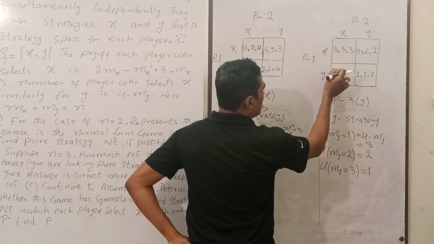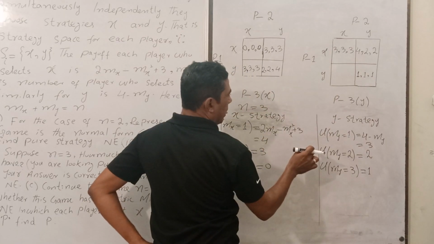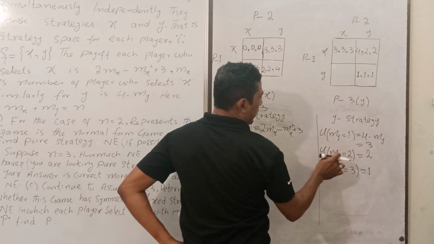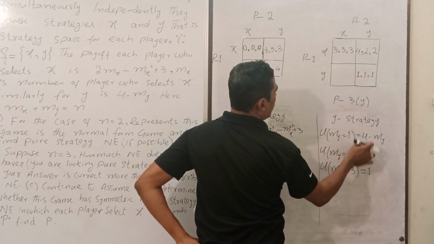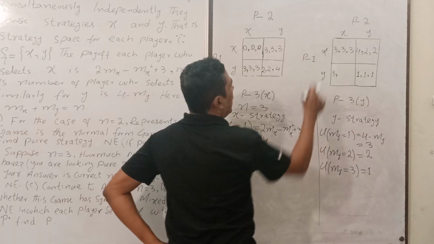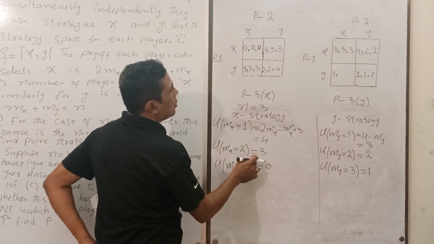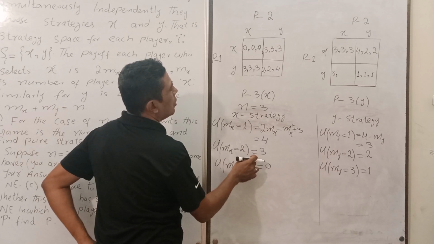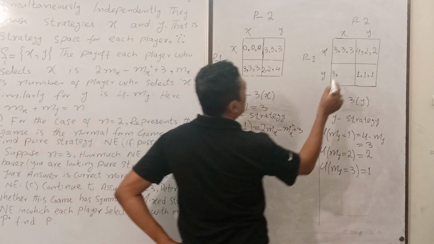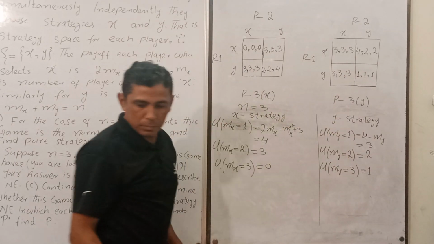y x, 1y. So player 1 y is 3. Okay, and mx equal to 2. So 3, 3.